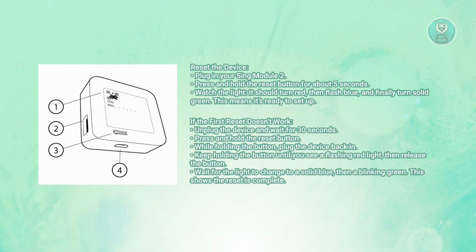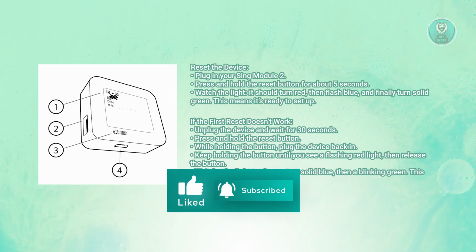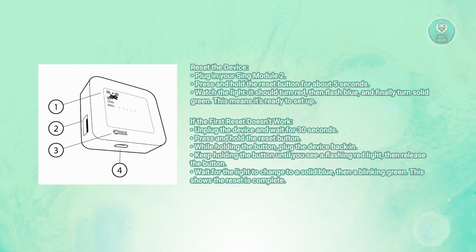set up. Now, alternative way for you to reset this is to basically unplug the device and wait for about 30 seconds. Now, using the pen or similar object here, press and hold the reset button. While holding the reset button, plug the device back in. Continue holding the reset button until you see a flashing red light. Now, once you see the red light, release the reset button. Wait for the light to change from flashing red to solid blue, then to solid green, blinking pattern. This indicates that the firmware has been reset and the device is ready to be reconnected to Wi-Fi.